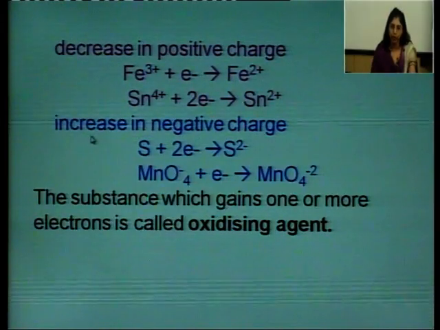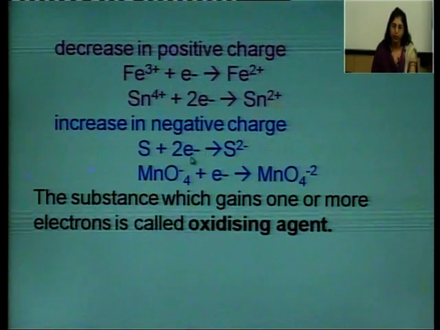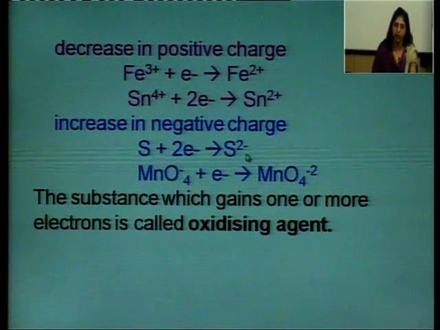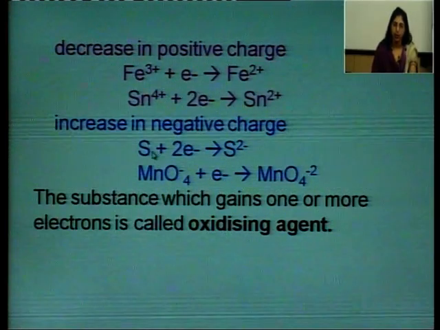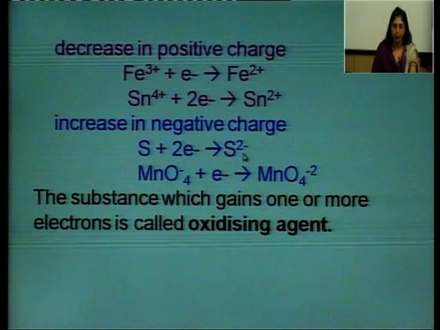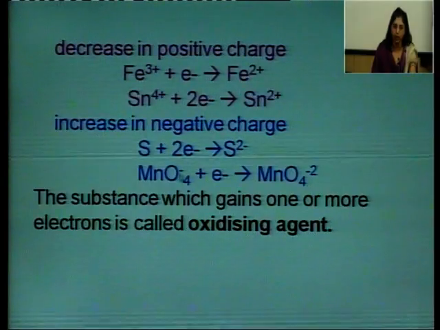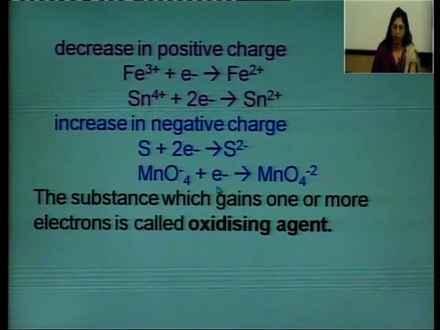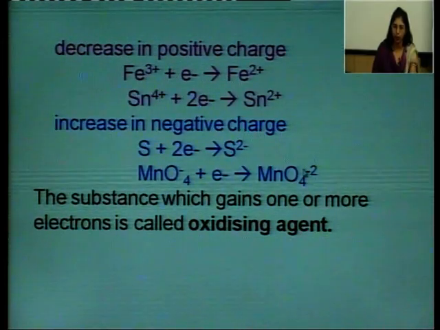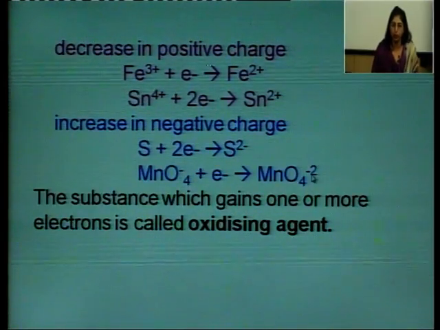Now, these are the examples which show increase in negative charge. When sulfur gains 2 electrons, it changes into sulphide, that is S2-. That means, negative charge is increasing from 0 to -2. Similarly, in the next example, permanganate ion with 1 negative charge, when it gains 1 electron, changes into manganate ion with -2 charge. That means, again negative charge has been increased from -1 to -2.